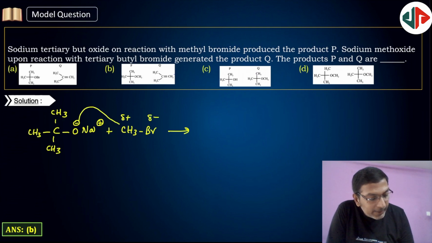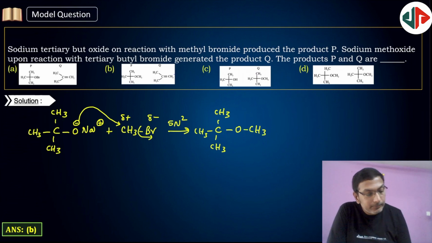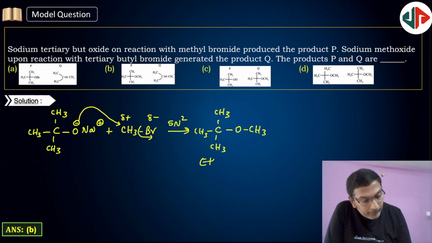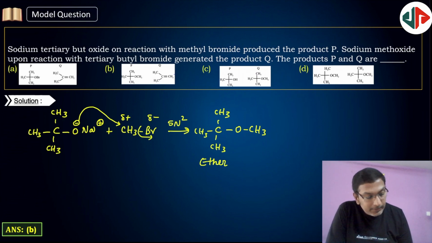So here the SN2 mechanism takes place. It gives CH3 CH3 CH3 C OCH3, an ether. Ether is formed. Next, second reaction. This is compound P. Sodium methoxide, that means CH3O minus Na plus, sodium methoxide reacts with tertiary butyl bromide.